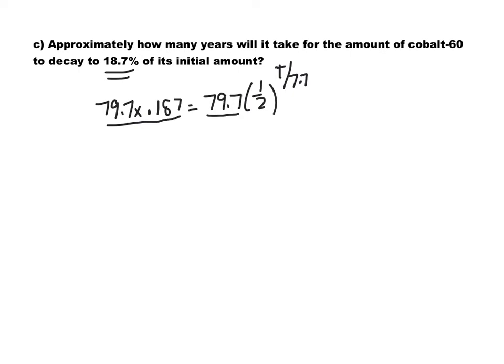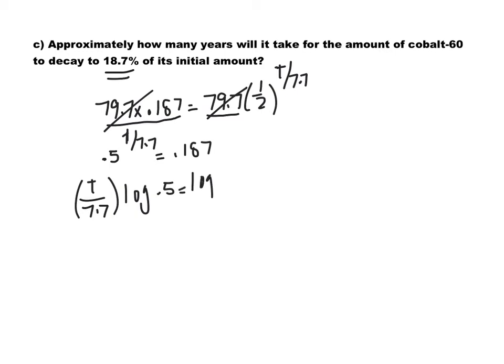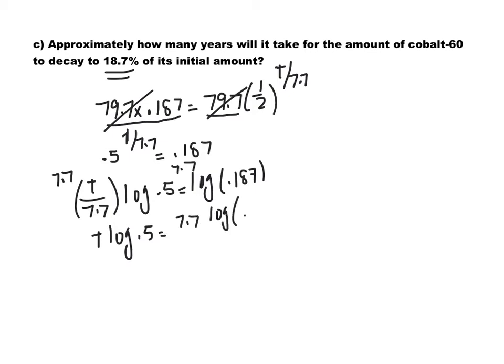We said it before that the easy way of solving exponential equations is using the log function. First, I simplify 79.7 from both sides, so I get 1/2, which is really 0.5, to the exponent T divided by 7.7, equals 0.187. I take the log of both sides, I get T over 7.7 times log 0.5 is equal to log of 0.187. Then I first multiply both sides by 7.7, so I get T log 0.5 is equal to 7.7 log 0.187.